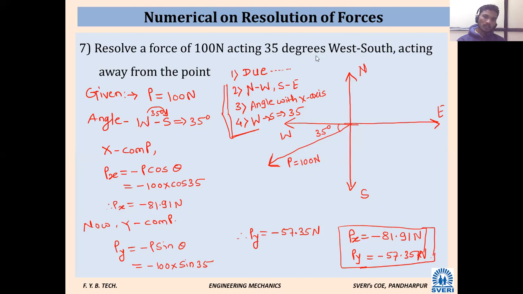How have we taken this 35 degree inclination of the force? West to south. From the west direction towards the south direction we have taken that, and then finally in which quadrant did this force come? Third quadrant. And what are the signs of force in the third quadrant? Both are negative. Very good.